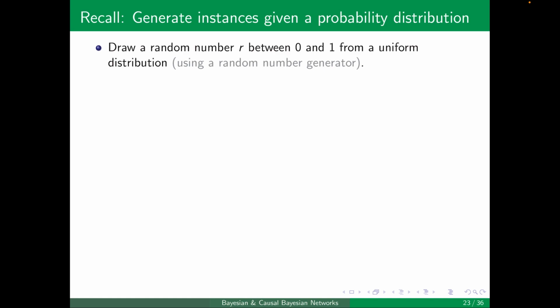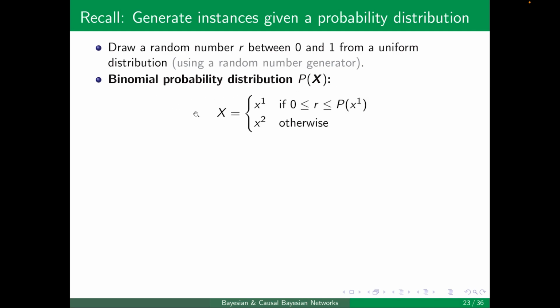Some recalls that we need here is how to generate instances given a probability distribution. The idea is that you can draw a random number r between 0 and 1 from a uniform distribution using a random number generator, for example. Then if the probability distribution of interest is a binomial, for example, then you can choose the first value of your x variable, which is binomial x1, x2, if this generated number falls between 0 and its first probability value. Say, for example, a binomial with mean 0.3, then if r is 0.2, it falls between these two numbers, and then you will take its first value, otherwise you will take its second.